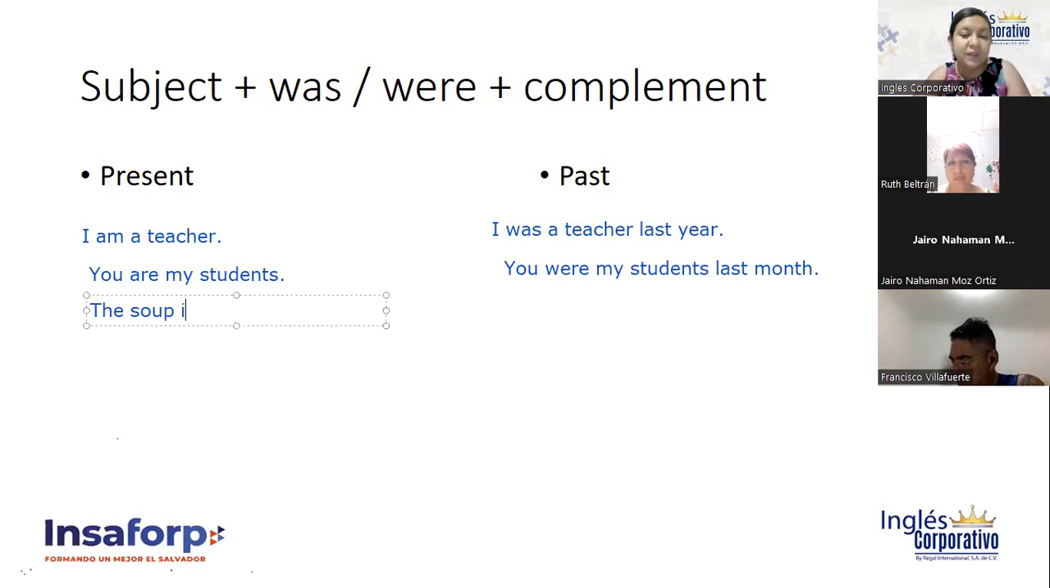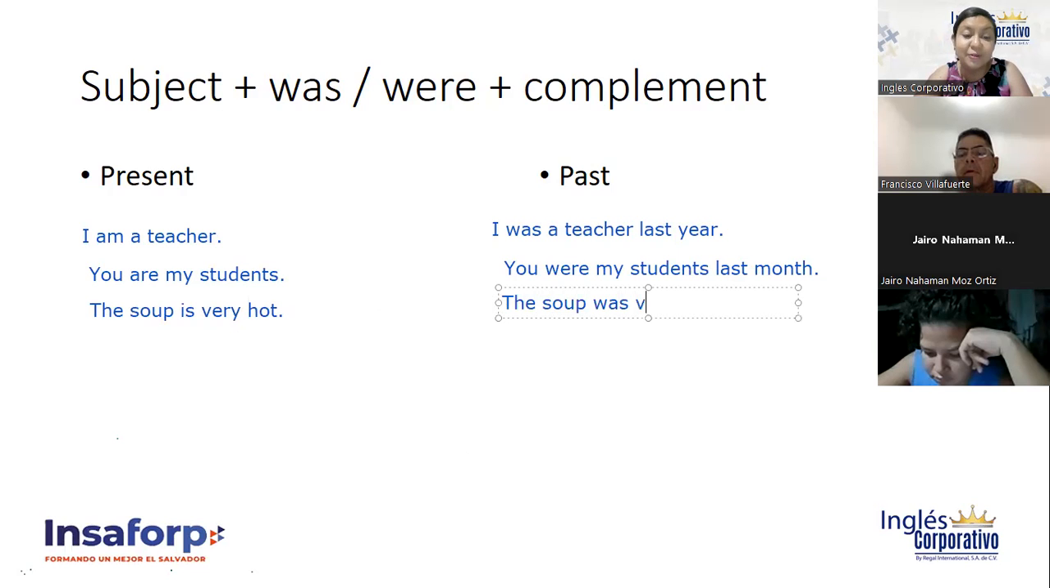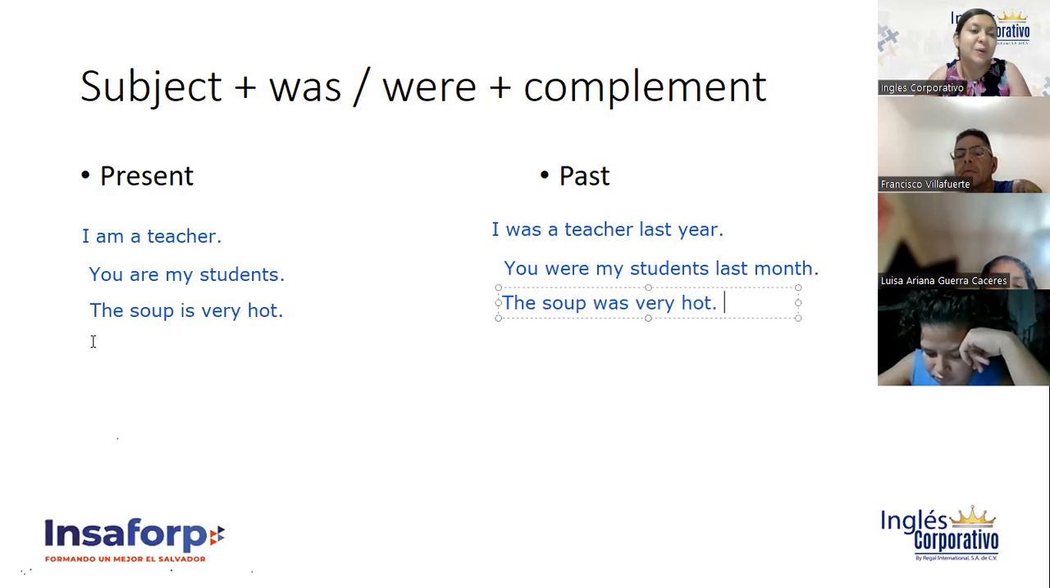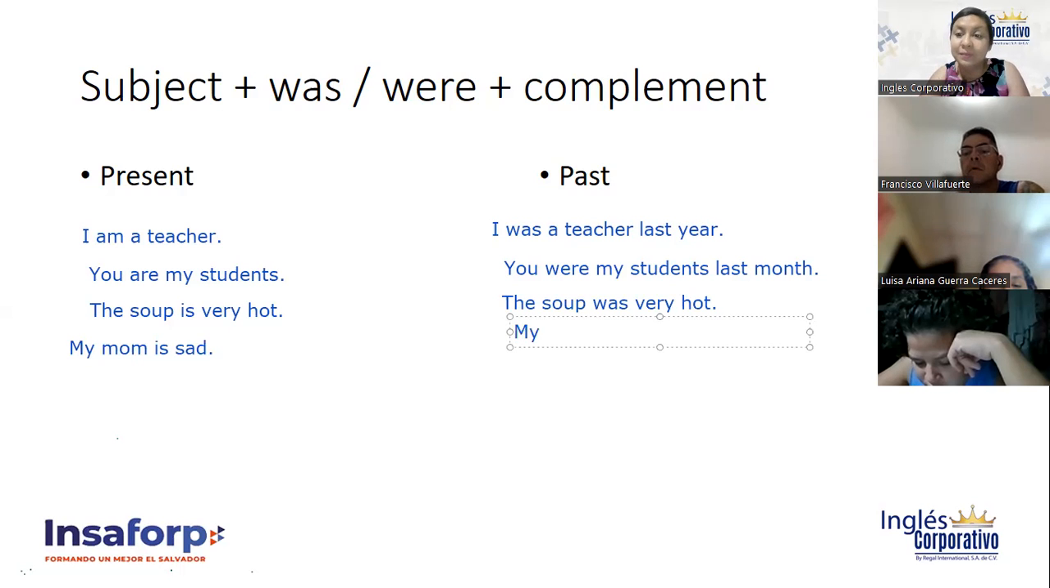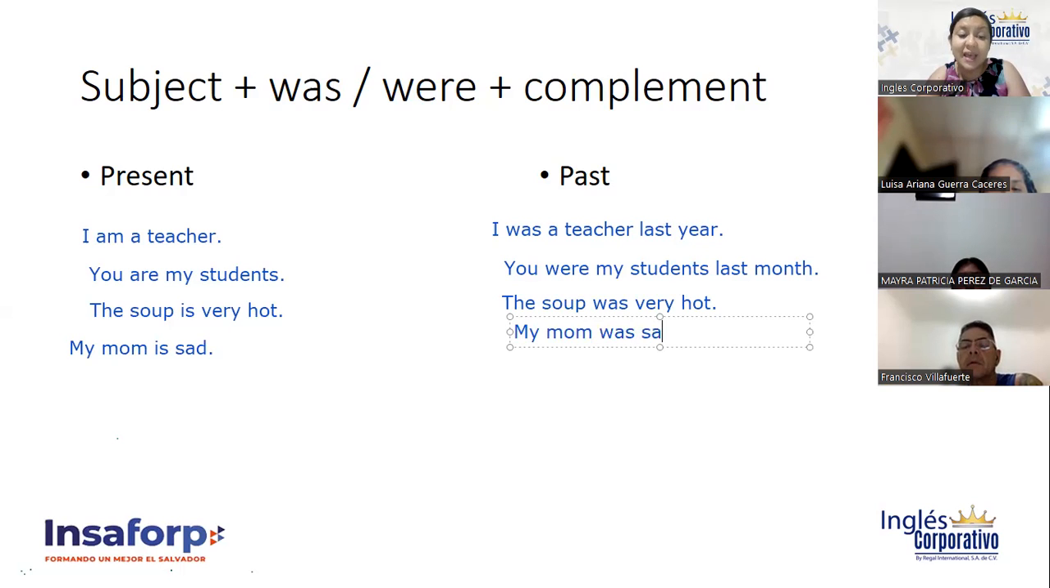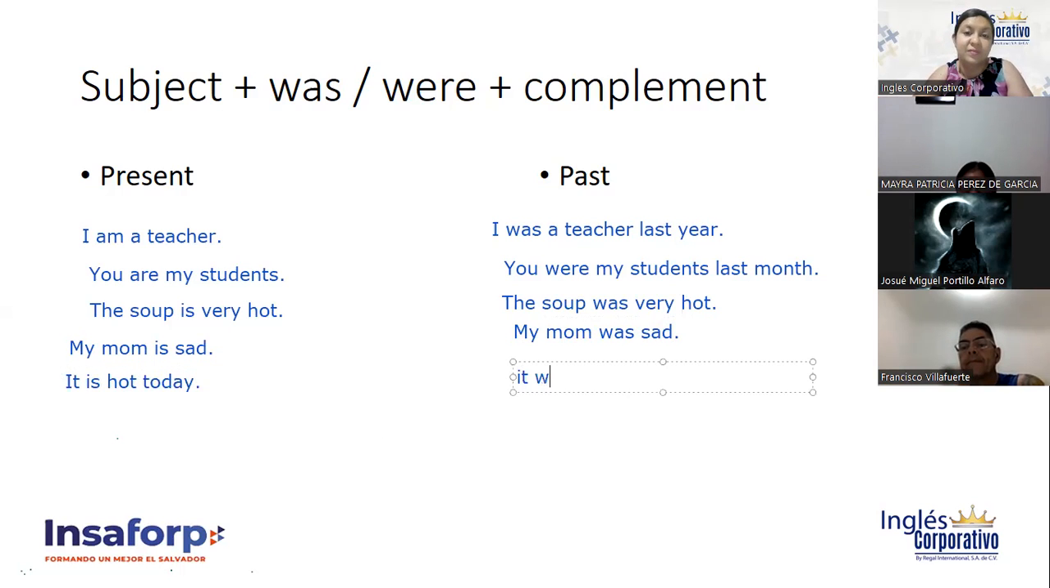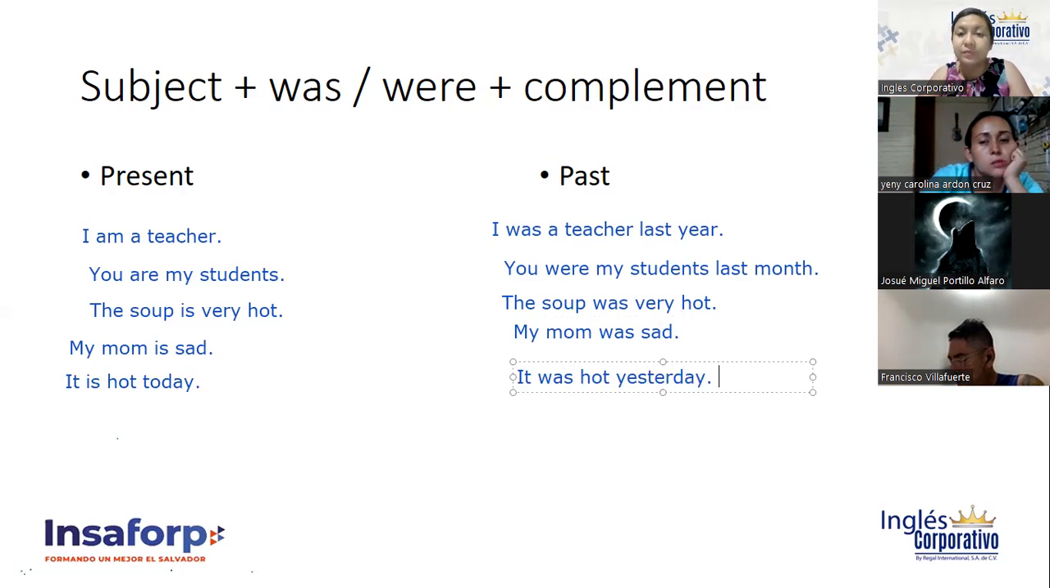Another one. The soup is very hot. In the past, the soup was very hot. Hot, exactly. Another one. My mom is sad. Okay, in the past. My mom was sad. Okay, it is hot. It is hot today. It was hot. It was hot yesterday. Good. Another one.